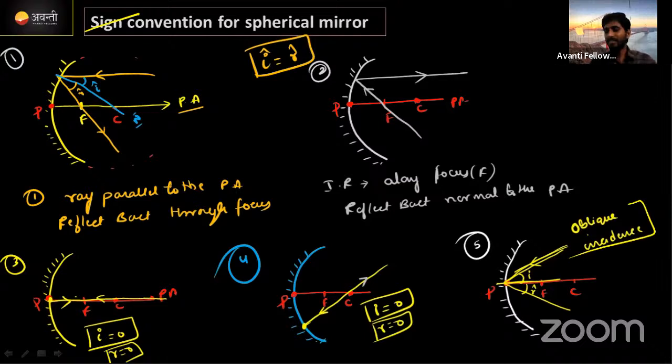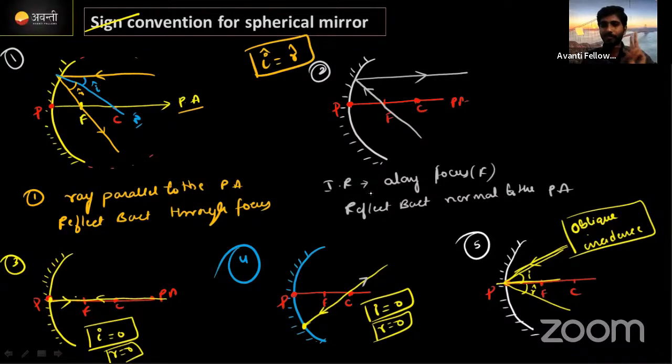Clear? These are all the sign rules to create the images for different positions in a concave mirror. I hope it is clear. Quickly I will explain the 5 conditions. First condition: in a concave mirror, any ray coming from infinity is parallel to the principal axis, and the reflected ray passes through the principal focus. That's one. Second case: if any ray of light passes through the principal focus, it will be reflected parallel to the principal axis.